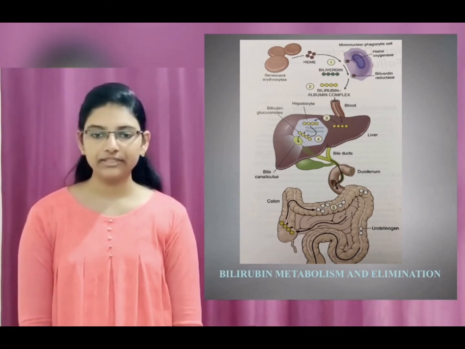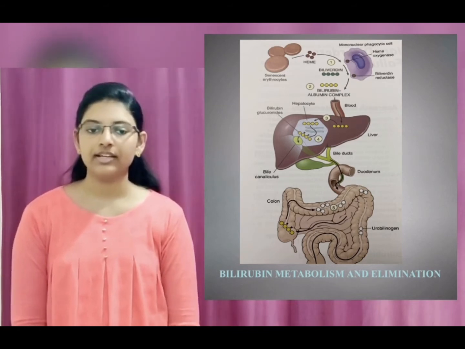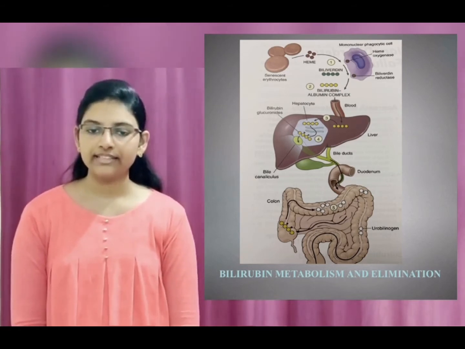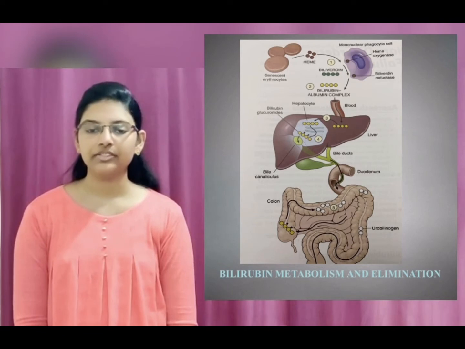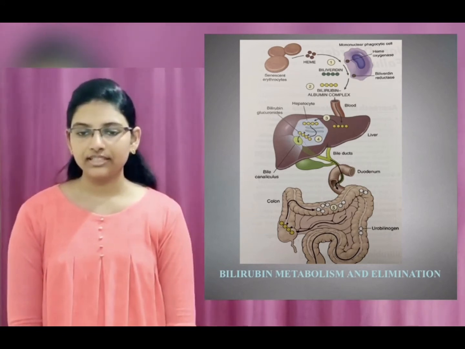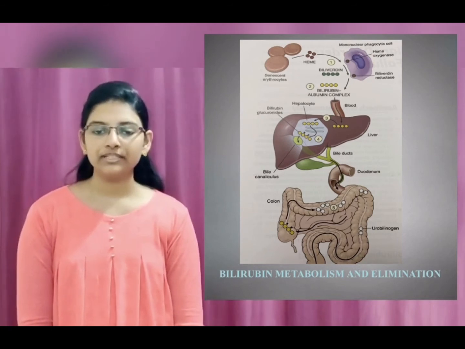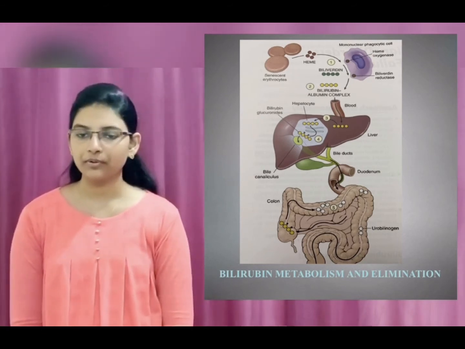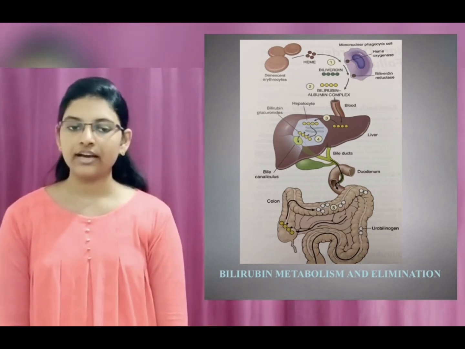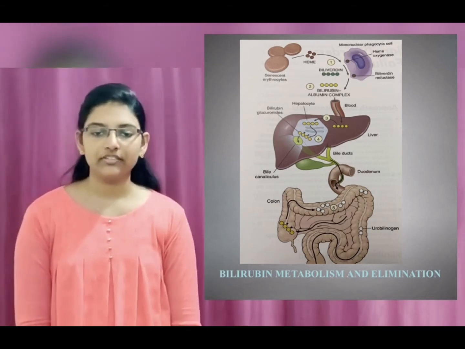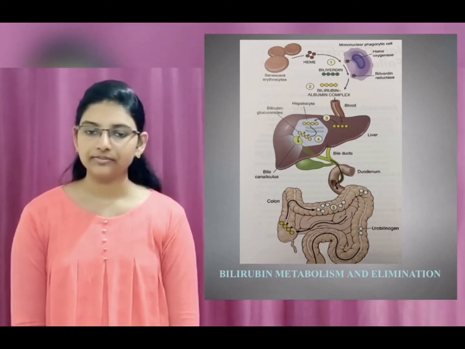10 to 15% of these compounds are reabsorbed into the blood and some part of that reaches the liver. This is known as the enterohepatic circulation. A small percentage of reabsorbed compounds reach the kidney and are excreted in the urine in the form of urobilin.